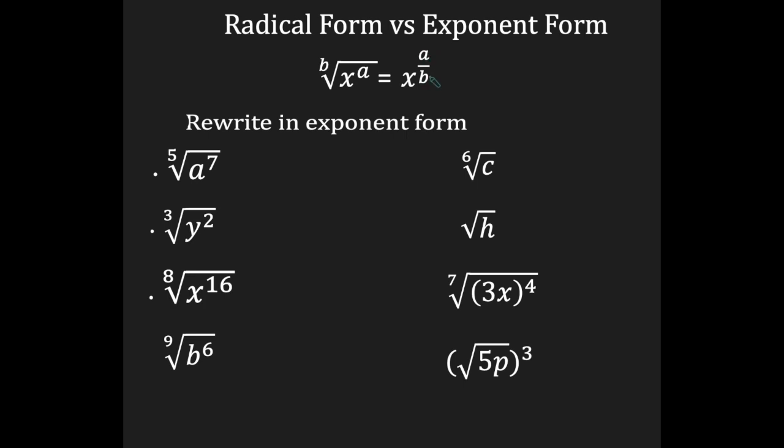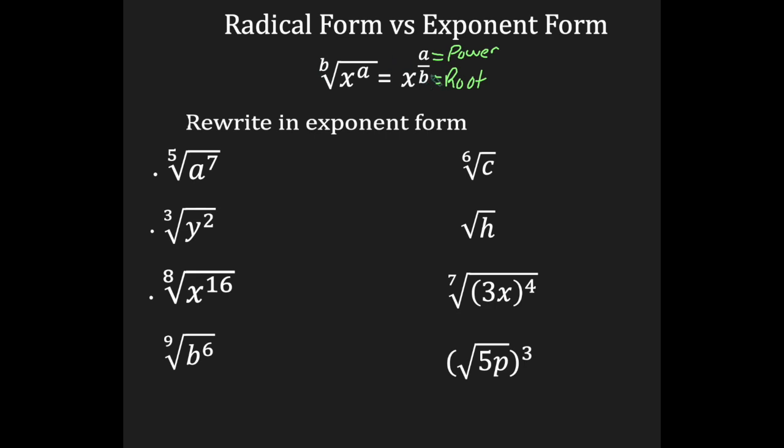However, the a and the b, in the numerator and the denominator, represent certain things in our radical. The a represents our power and the b represents our root. Some books call it the index, but for us, we're going to call it the root. I use the letters A and B to help you out. Remember, A always comes before B, so A is always your numerator and B is always your denominator.